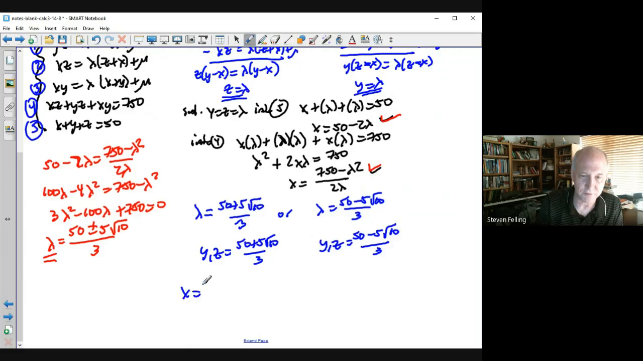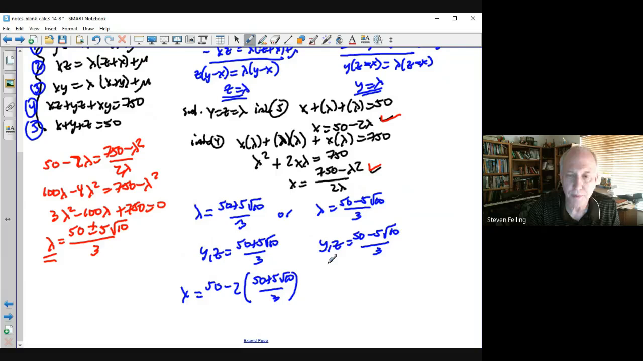So if you take 50 minus 2 times that lambda expression there, if you'll trust me, that turns out to be 50 plus, well, let's actually work it out. I want to make sure I get the numbers correctly set with the sign. So this would be 50 minus 2 times lambda, which is 50 plus 5 square root of 10 over 3, right? Or you would have x is 50 minus 2 times this version with the minus.